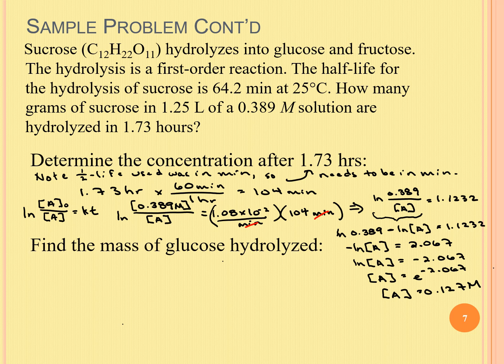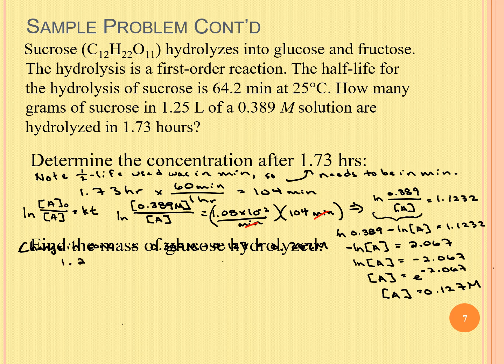All right, finally, we're going to find the mass of our glucose that was hydrolyzed. So the change in concentration was that we started with 0.389 molar, right? We ended up with 0.127. So we changed by 0.262 molar. That was how much is hydrolyzed.